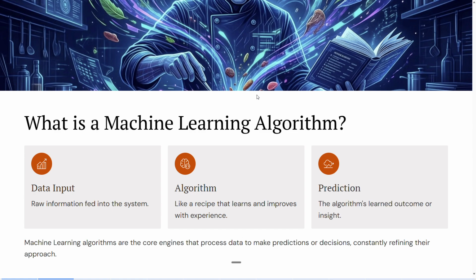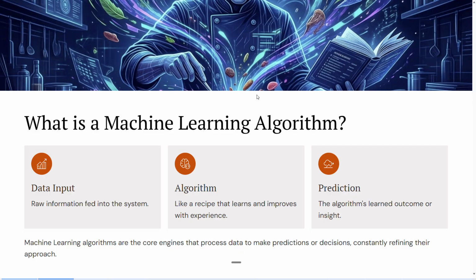So first things first, what actually is a machine learning algorithm? Think of it like a recipe. Just like a recipe takes ingredients and follows steps to make a dish, a machine learning algorithm takes data as ingredients and follows mathematical steps to make a prediction or a decision. The beautiful thing here is that the algorithm learns and improves from experience. The more data it sees, the better it gets, just like how you would get better at cooking the more you practice a recipe.